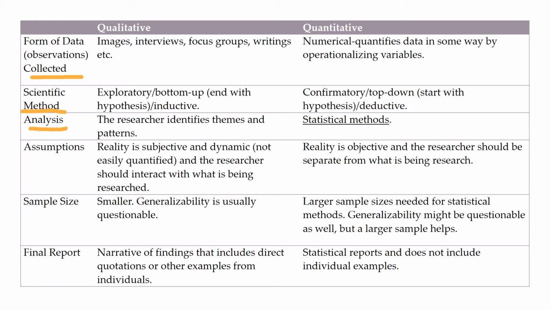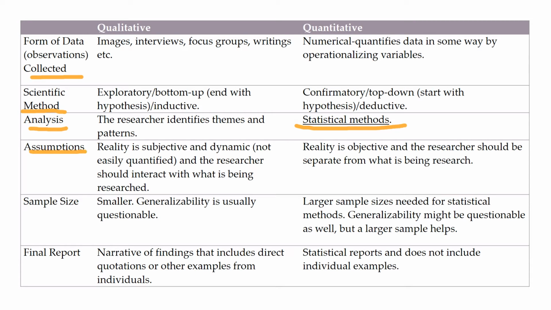Now let's go over the analysis. In qualitative research, the researcher identifies themes and patterns that they find in images, interviews, focus groups, writings, etc., and tries to find a common thread through them. And so they just kind of eyeball or kind of critically think about what the theme should be. Versus in quantitative research, we use more rigorous statistical methods, and the focus of this course will be on quantitative research and the statistical methods that we use.